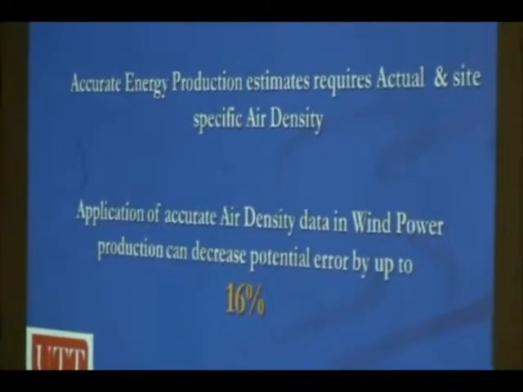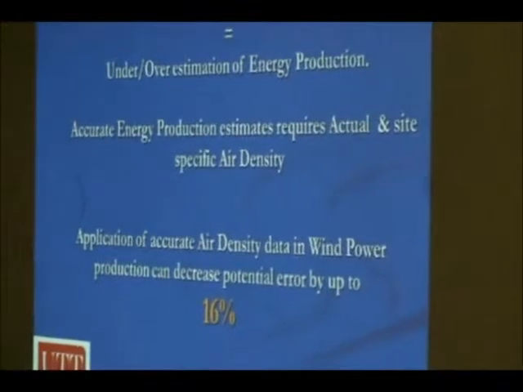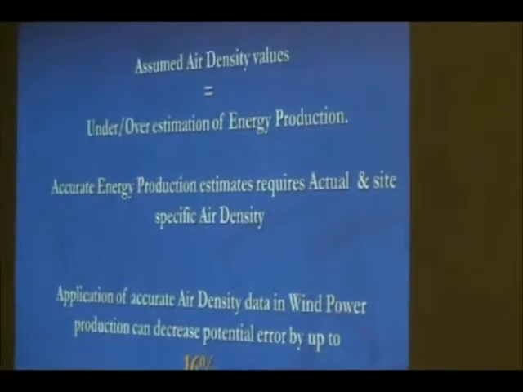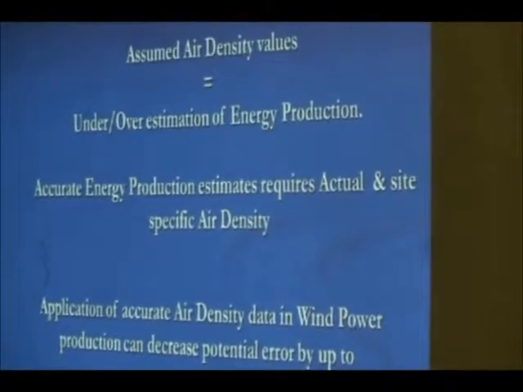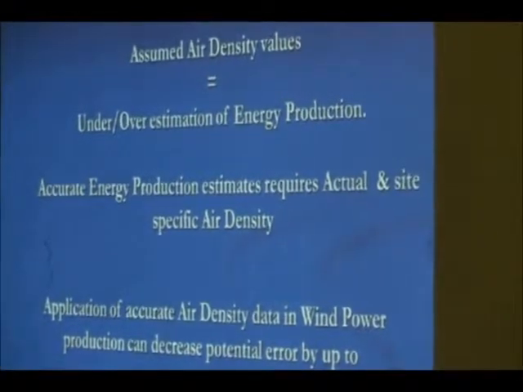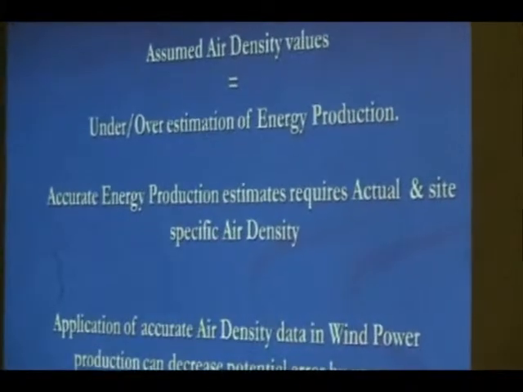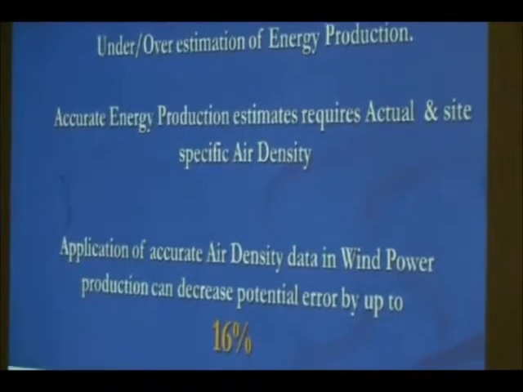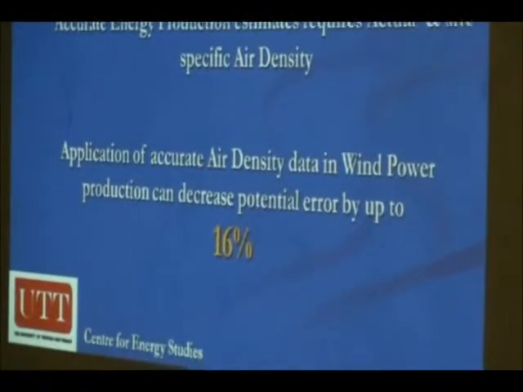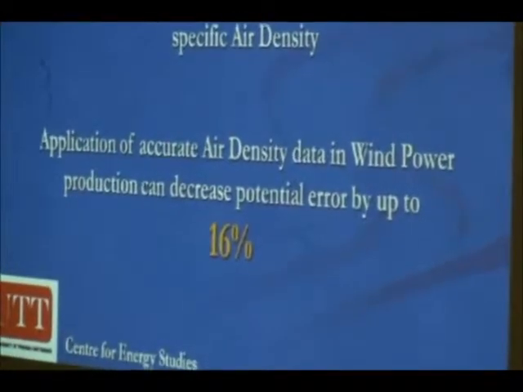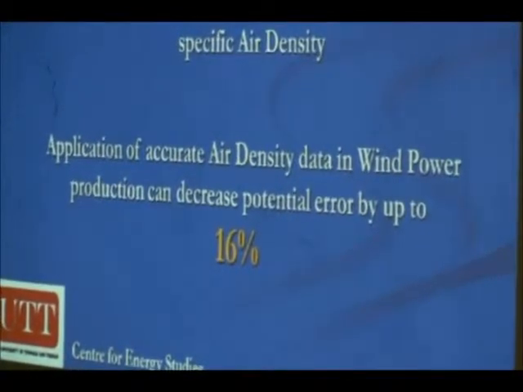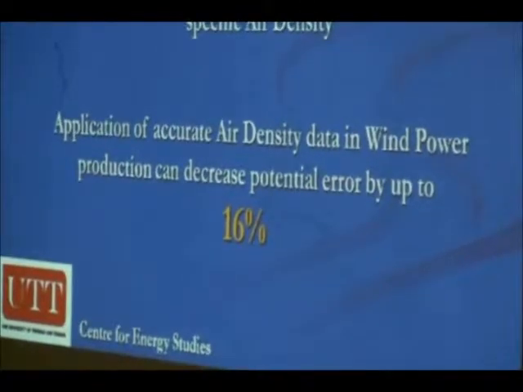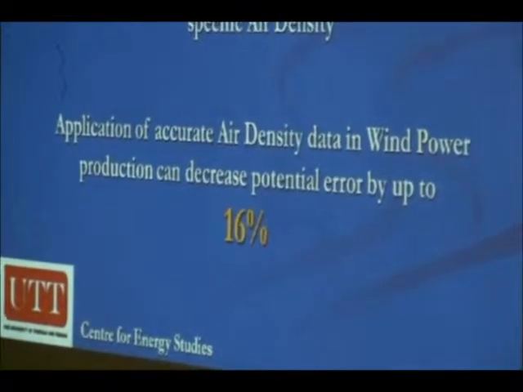Where density and power output is concerned, if we use assumed air density values, this leads us to either an under or overestimation of the energy production. Accurate energy production estimates require the actual density at the specific site that you are utilizing. It has been noted by many researchers that the application of accurate air density data in wind turbine power production can decrease the potential error by up to 16%.